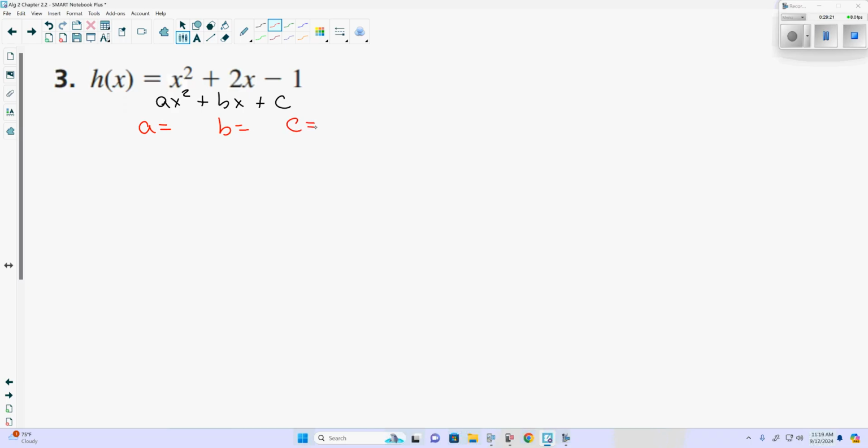ax squared plus bx plus c is the general form. We need to find the values of a, b, c. B is 2. C is negative 1. A is 1. A, B, and C will always be the numbers in front of their corresponding variable. Even though there's not a number written in front of x squared, it's understood to be 1. If it was just negative x squared, it would be negative 1. Questions on how we found A, B, C?